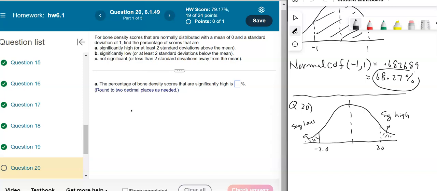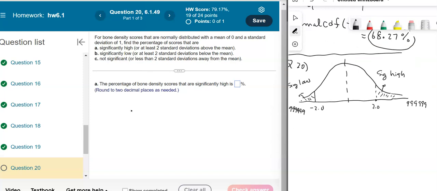So what is the percentage of significantly high? What percentage is that? This one. Okay. What is this percentage? Over there is 999,999, and the other side is negative 999,999. Okay. Because they are symmetric, they are the same percent. So you do normal CDF 2, 999,999. That will give you this percent.